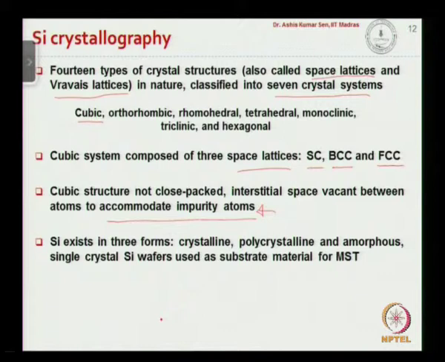And silicon exists in 3 different forms. One is crystalline, which has a definite crystal structure, or polycrystalline, or amorphous. And it is the single crystal silicon wafers that are used to create micro devices. So single crystal silicon wafers are used as substrate material for micro device fabrication.